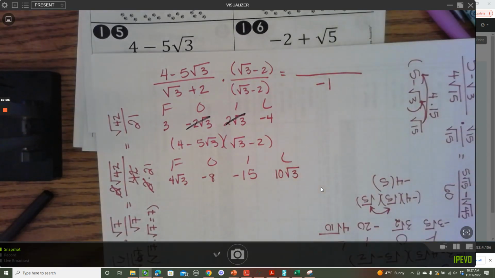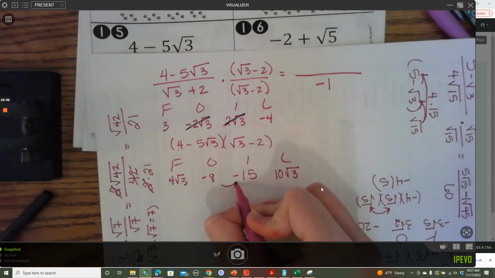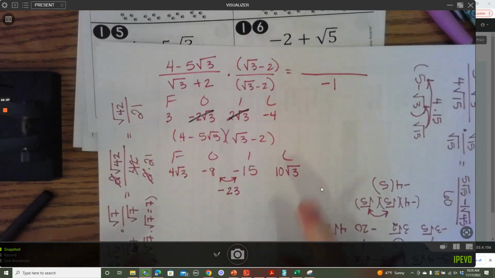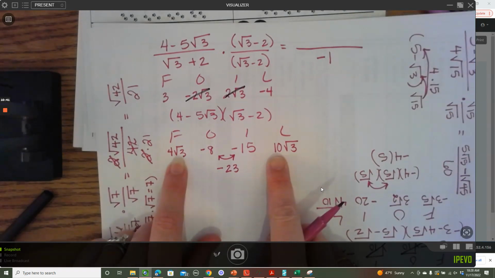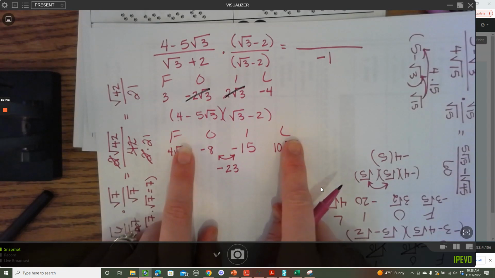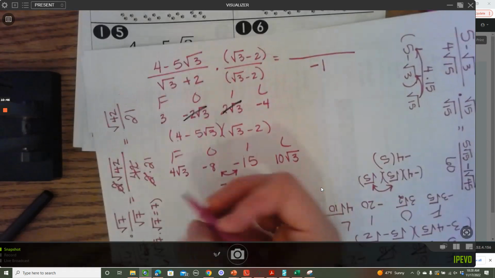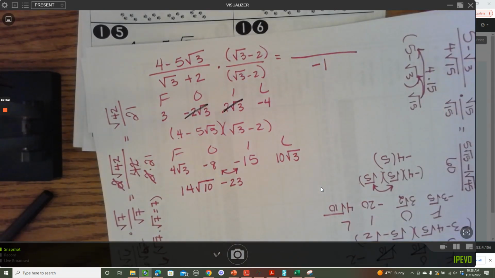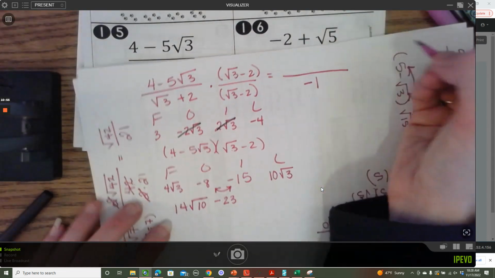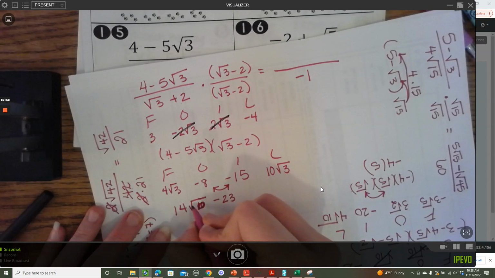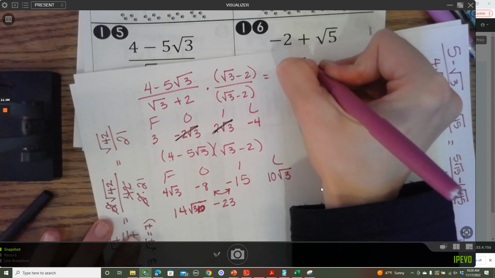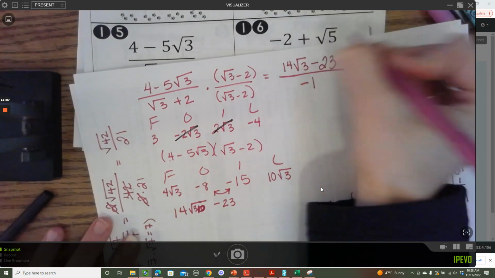Do I have anything that will combine? Yes. The negative 8 and the negative 15. These will combine too. Remember what I told you? If the radical's the same, it's pretending like it's an x. 4 and 10 makes a 14 square root of 3. You just add the coefficients together. They're like terms. So I've got 14 square root of 3 minus 23.